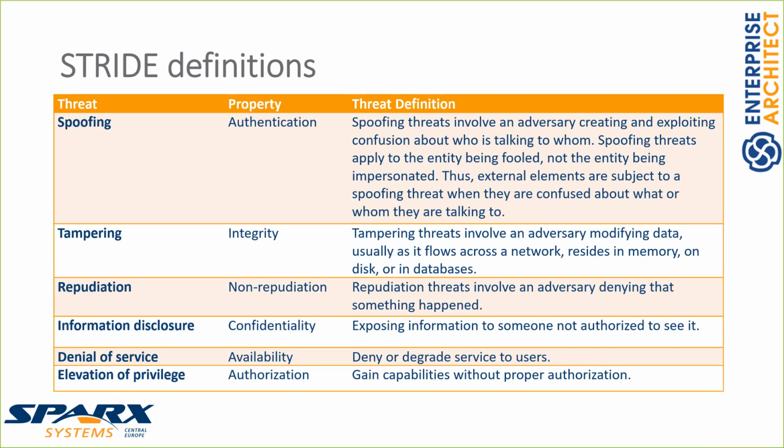The following chart gives definitions of the threats in STRIDE. So when I have a look at spoofing, the property is authentication. Spoofing is one of the most common things. The threat definition: spoofing threats involve an adversary creating and exploiting confusion about who is talking to whom. Spoofing threats apply to the entity being fooled, not the entity being impersonated. Sorry. All right, and the rest of those you can read.